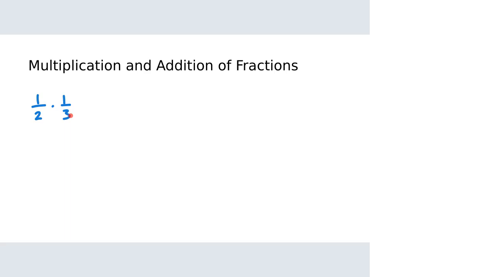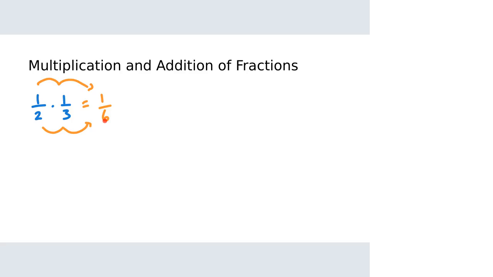multiplication of fractions is really simple. All we're going to do is multiply the numerators together and get 1, multiply the denominators together and get 6, and that's it. Multiplication of fractions is as simple as multiply the numerators, multiply the denominators. You might reduce the fraction after you're done, but here we don't need to. Our answer is just 1/6, and that's all there is to it.